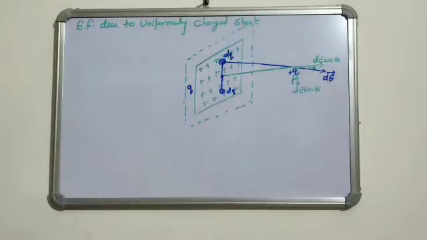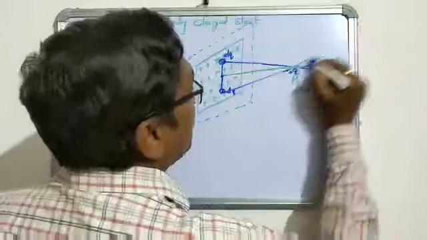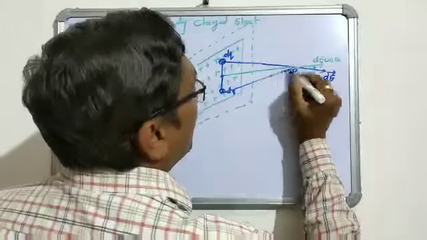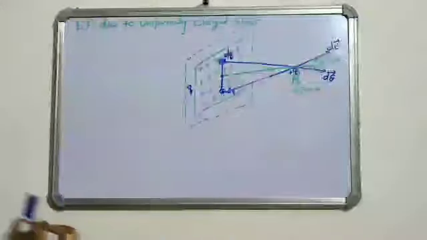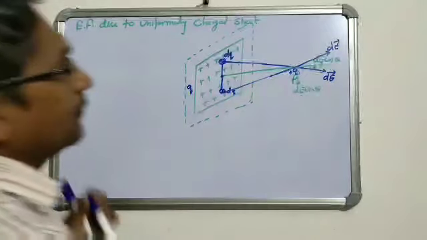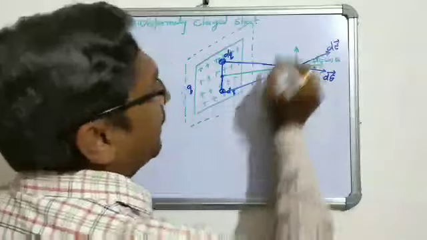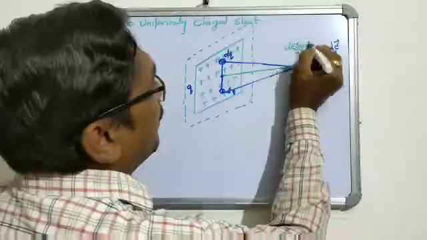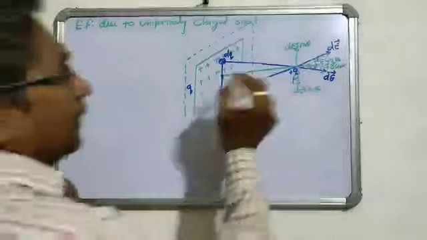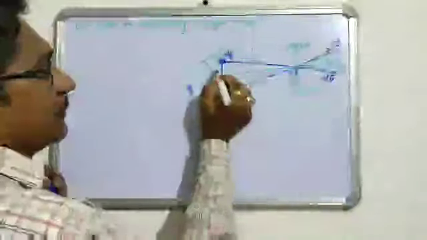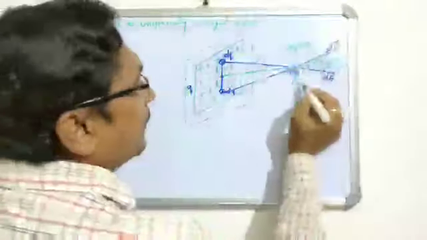Similarly, the electric field due to the other segment is in this direction, dE. We also divide this electric field into two components, because this angle is theta. So we have dE sin theta and dE cos theta. The distance r is equal and common, so these components are the same.